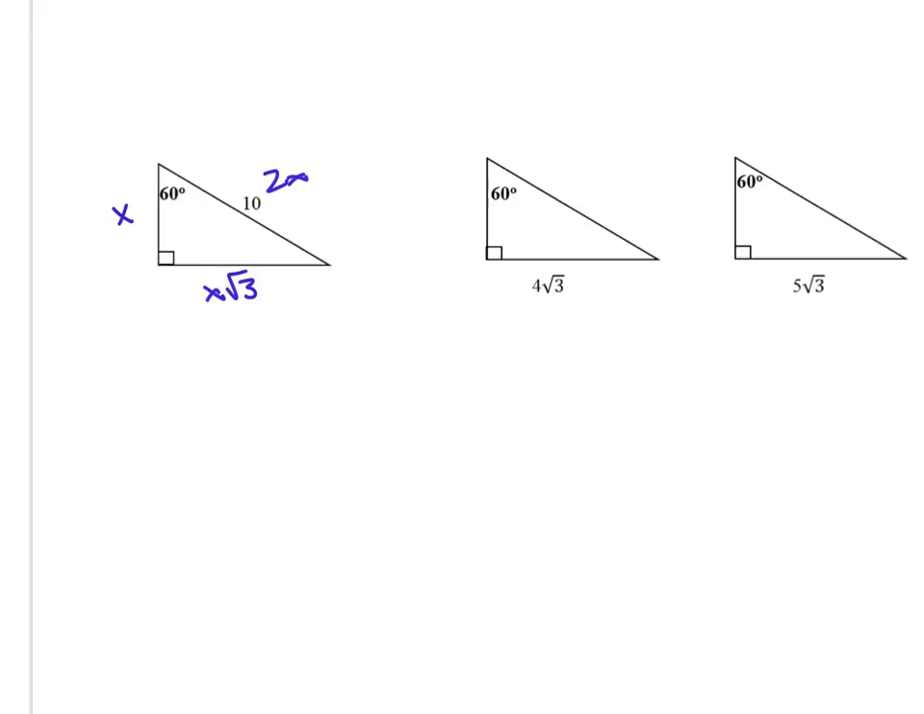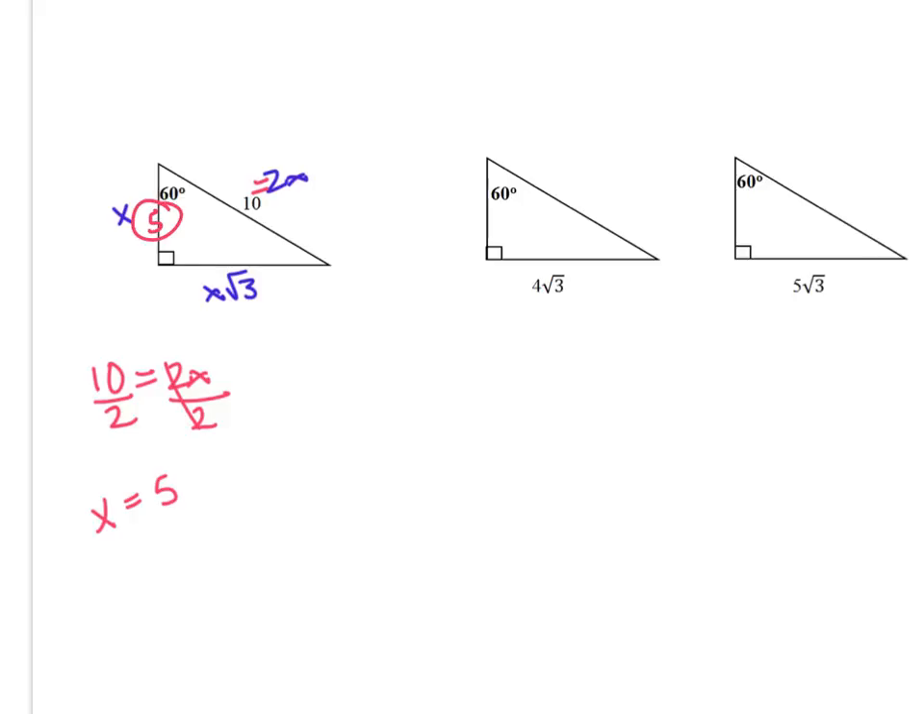Then you put in your equal sign with the side you're given. So in this case, I'll rewrite it down here. We have 10 equals 2x. You divide by 2, and our value of x is 5. Then you can go around your triangle and plug that in. So this side that has just the x, we know is now 5.